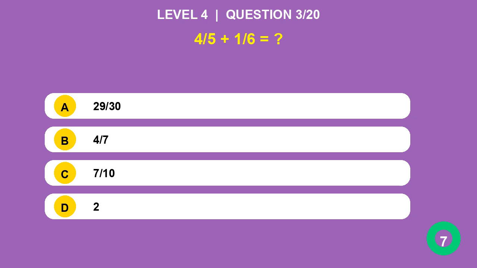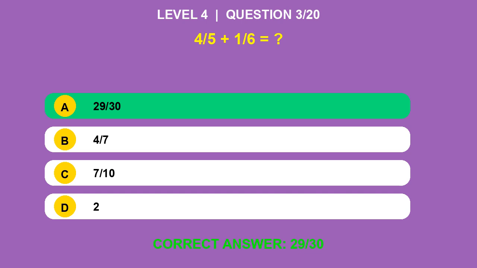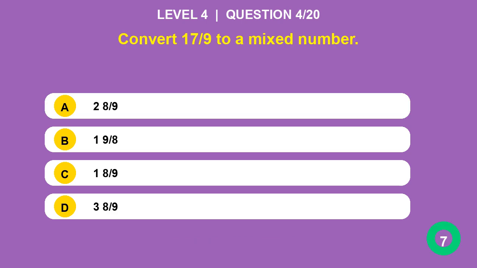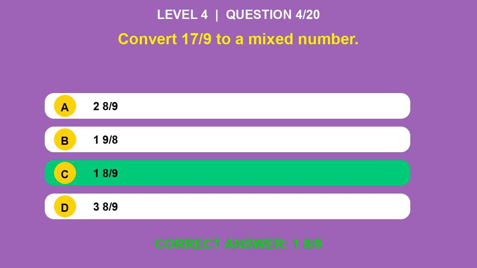4/5 plus 1/6 equals? Answer is 29/30. Convert 17/9 to a mixed number. Answer is 1 and 8/9.